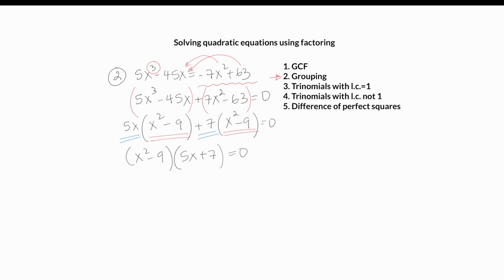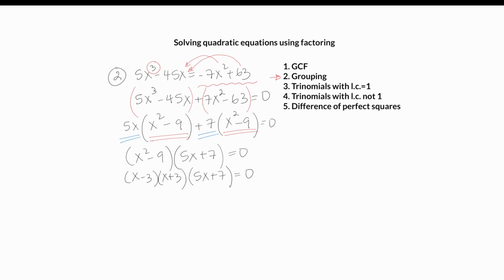Now here I would like to notice that one of the sets of parentheses, specifically the first one, still has the square, x squared, inside of it. And if that's the case, it's potentially factorable more. This here, x squared minus 9, will be factored using the difference of perfect squares. It factors to x minus 3 and x plus 3, and then you have your 5x plus 7 following.